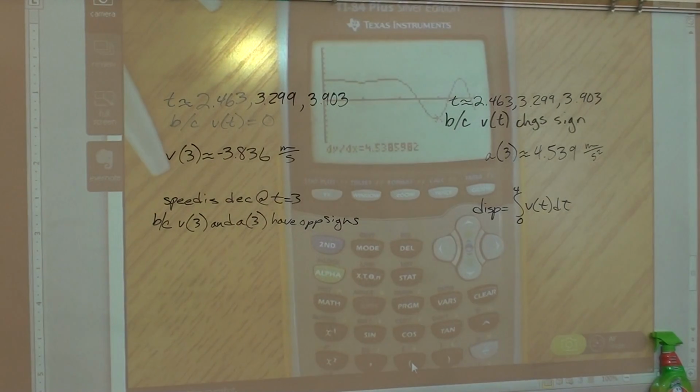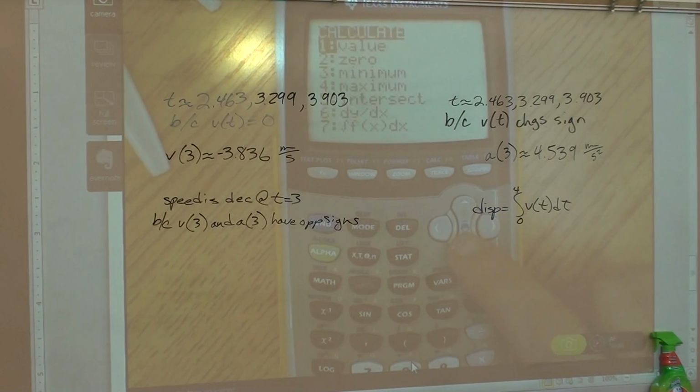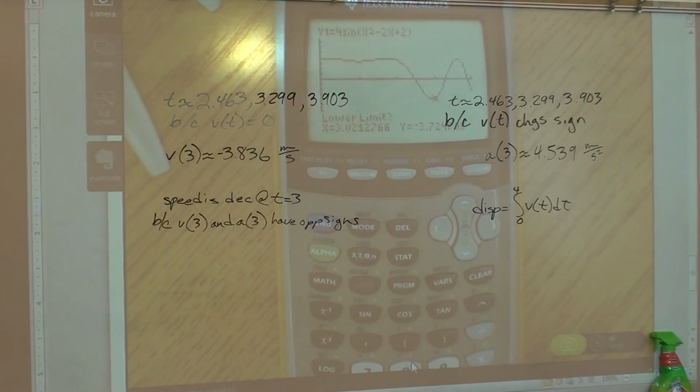We have our graph. So to find the derivative, you go to the calc menu, right? How do you think we're going to find the integral? Calc menu. So you go second, trace. Which one do you think we would use for integral? Number 7. So we go down to number 7. It wants a lower limit. What would the lower limit be? 0. And what would the upper limit be? 4.